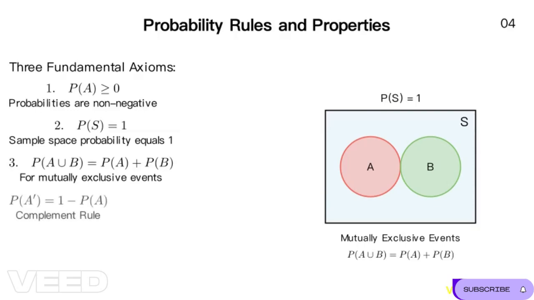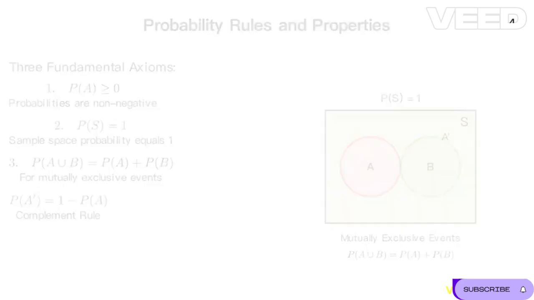An important consequence of these axioms is the complement rule. The probability of an event not occurring equals 1 minus the probability of the event occurring. The complement represents all outcomes not in the original event. These fundamental rules provide the mathematical foundation for all probability calculations. They ensure that our probability assignments are logically consistent and mathematically sound.